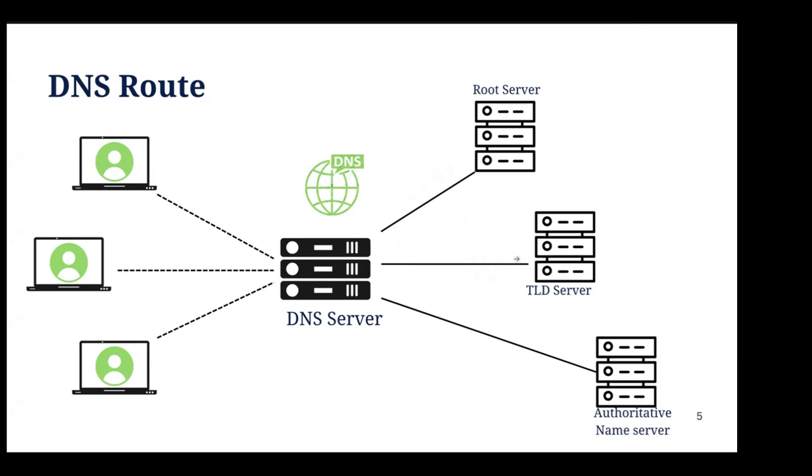The TLD server does not know the exact address for example.com. It only handles .com domains. So it finally sends the request to the authoritative name server. This is the final authority in answering any queries. It has all the records, so it fetches the IP address for example.com and gives it back to the DNS server, and then it goes back to the user who requested it.